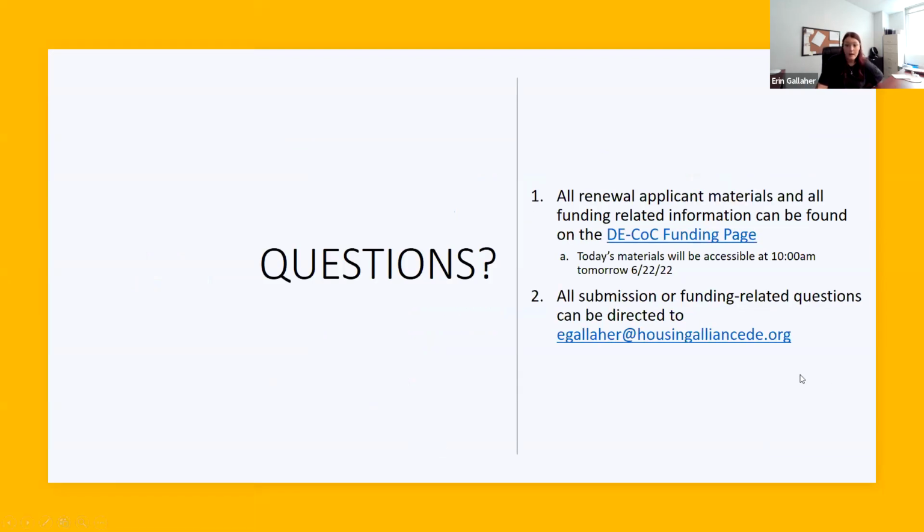These are just questions, which I will get to in just a second, but all renewal applicant materials and funding information can be found on the funding page. Today's materials will be accessible by tomorrow at 10 o'clock a.m., which is when each grantee will be granted access to their Google Drive with all of their materials in it. So that's the brief overview document. Those slides will be available. And now we can dive into the actual materials for you. If you have any questions around those.